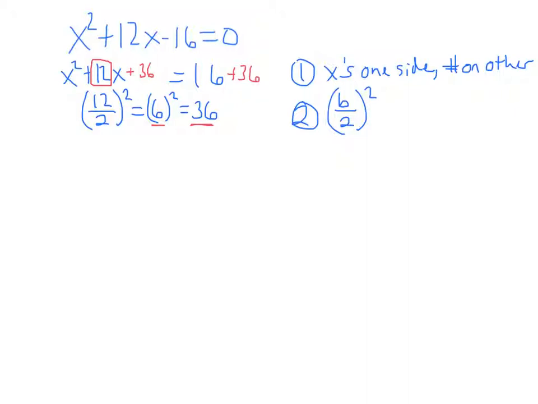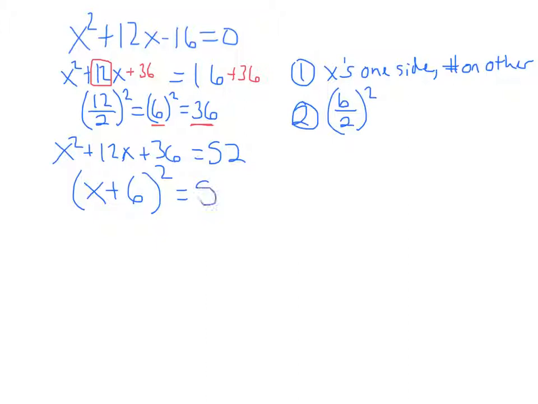Think of it as two siblings. If one gets a cupcake one day, the other one's going to be jealous if they don't also get a cupcake. Alrighty. So now I have x squared plus 12x plus 36 equals 52. What you may notice on this left-hand side here, we have x squared plus 12x plus 36. That can be factored, and that is going to be factored into the form of x plus 6 squared equals 52. Okay, here we go.